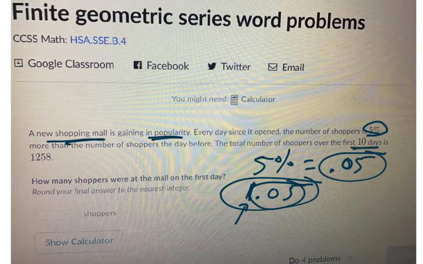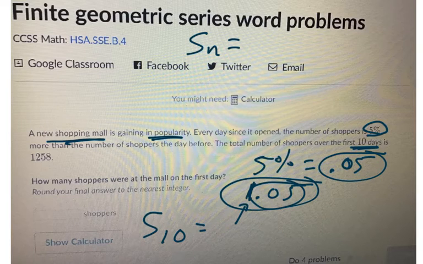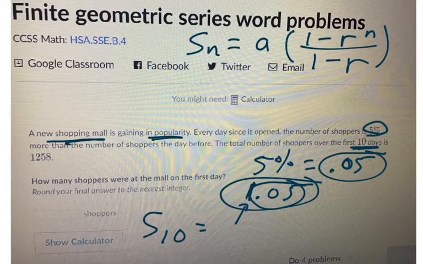The total number of shoppers over 10 days. So basically they're saying we want to know what S sub 10 is. Right? S sub 10. Now, without digressing too much, remember this is the formula we're using. The sum of n things is going to be the first number that we start with times 1 minus the ratio to the n power divided by 1 minus r, the ratio. Okay? So we're doing S sub 10. We know S sub 10 is 1258. So that's what's going to equal.